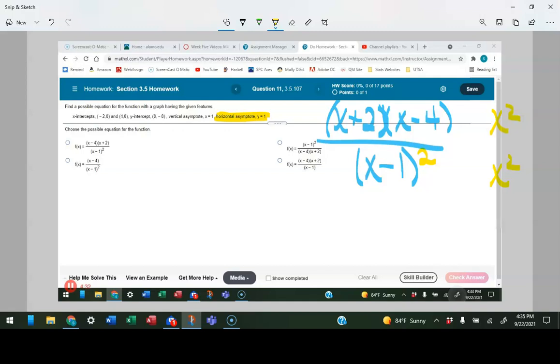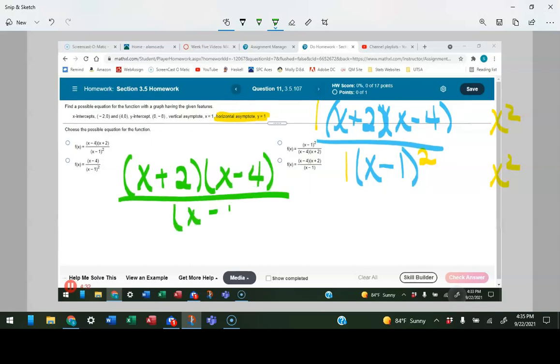Okay, so now my final thing is my horizontal asymptote must have lead coefficients that equal 1. So they're already there. So far, just to clean this up a little bit, what I have is a numerator of x plus 2, x minus 4 over x minus 1 squared. And I've got those lead coefficients of 1 over 1 for my horizontal asymptote, so I'm good there.